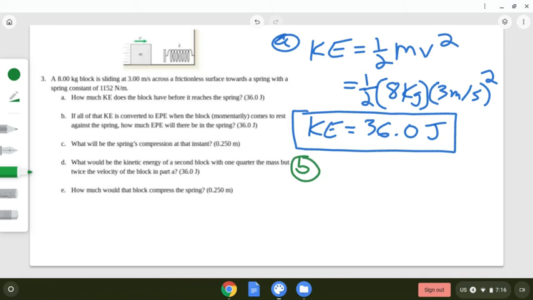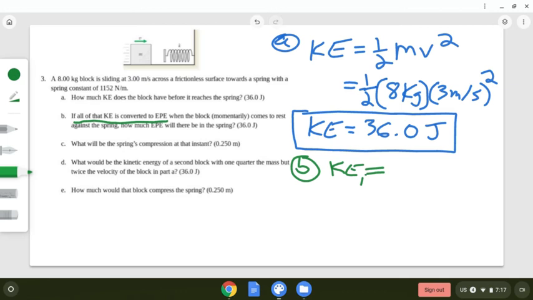So let's see. How much EPE will there be in the spring? We're looking for EPE. If you read this problem carefully, if all of that KE is converted to EPE, you don't have to do a whole lot of work for this one. What I said there is kinetic energy, kinetic energy initial. I can dot my i's better than that. Barely. All right, perfectionist here. That's worse. We're going with it.